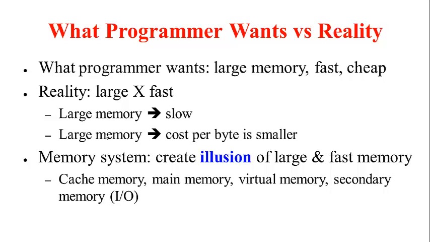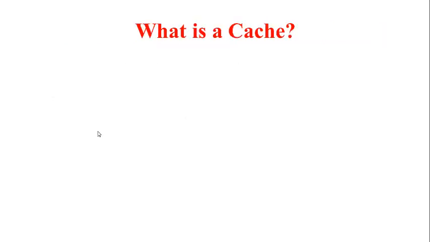And this is the theme which we are going to see repeatedly as we discuss various aspects of the memory system: cache memory, main memory, virtual memory, and secondary memory, which really is input-output. The main technique used by the memory system in creating this illusion of large and fast memory is that of caching. So let us begin with the question of what is a cache.